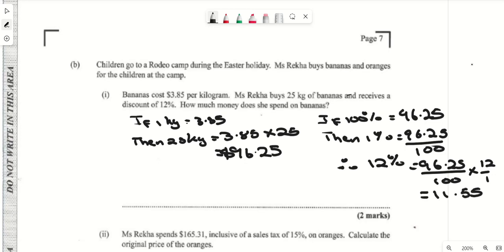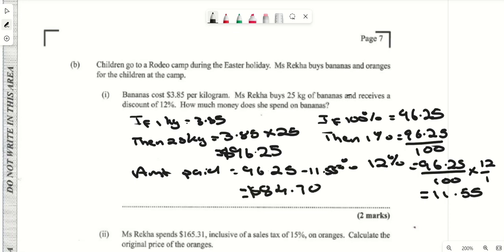But that's not what I asked. I asked how much money did she spend on bananas? So if she got $11.55 off, not 25 cents, 55 cents, the amount paid would be $96.25, that is before discount, minus 11.55. Right, so when you subtract this, you know that the amount she paid was $84.70. And that is how you would do this question.